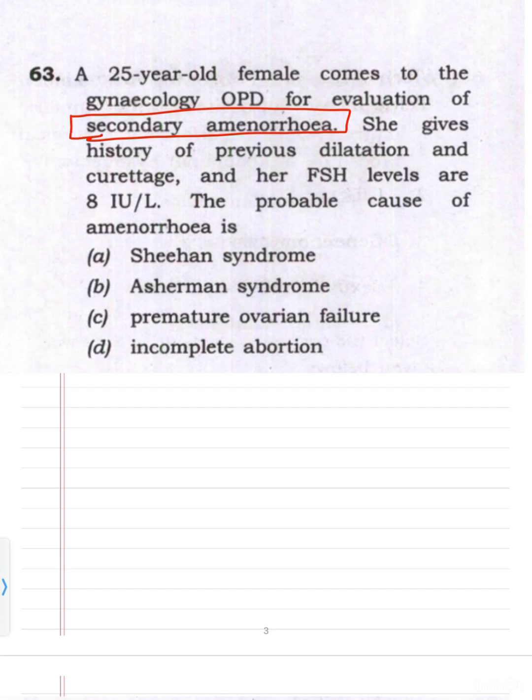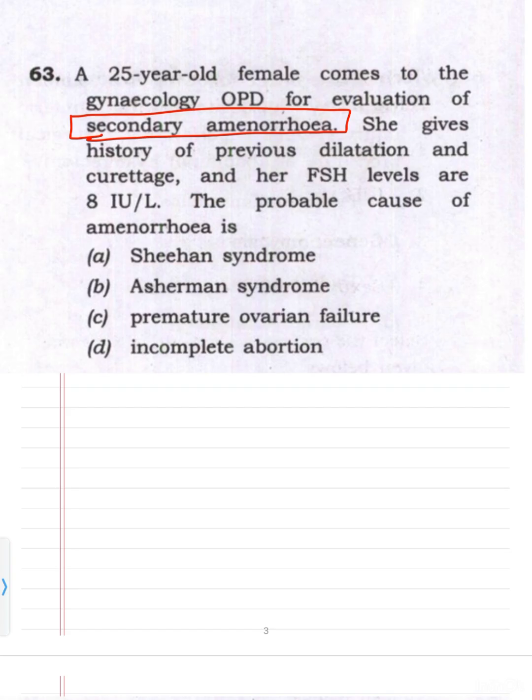So what is secondary amenorrhea? Secondary amenorrhea means initially, earlier, the patient was having regular menses, but now she is having amenorrhea. Now there is absence of menstruation. Primary amenorrhea means that patient never experienced menstruation in her life. But secondary amenorrhea means previously there was menstruation, but now there is absence of menstruation.